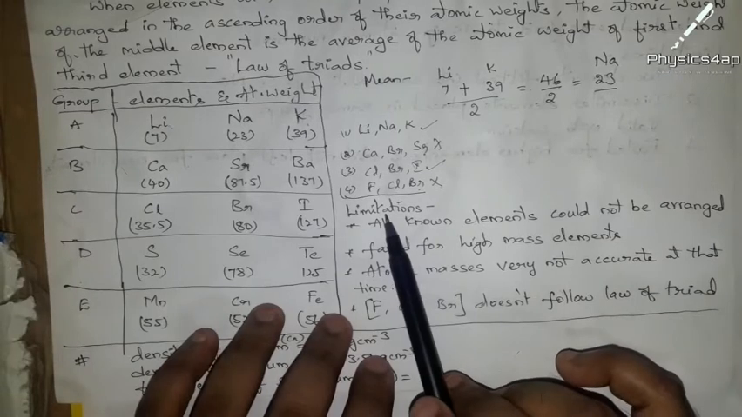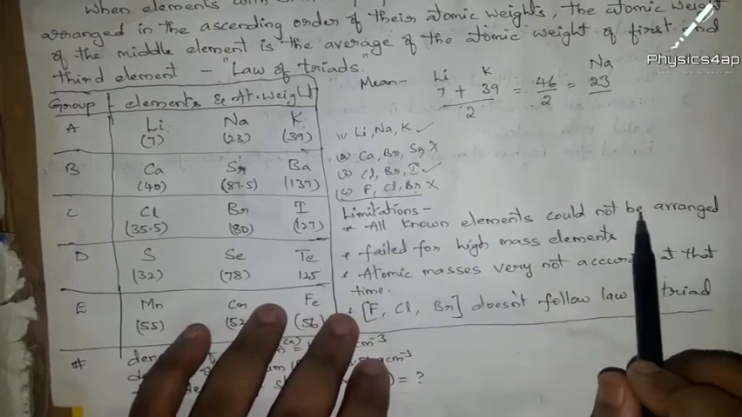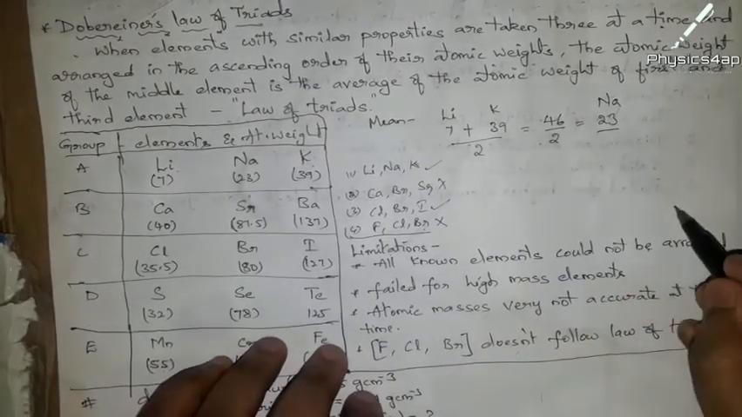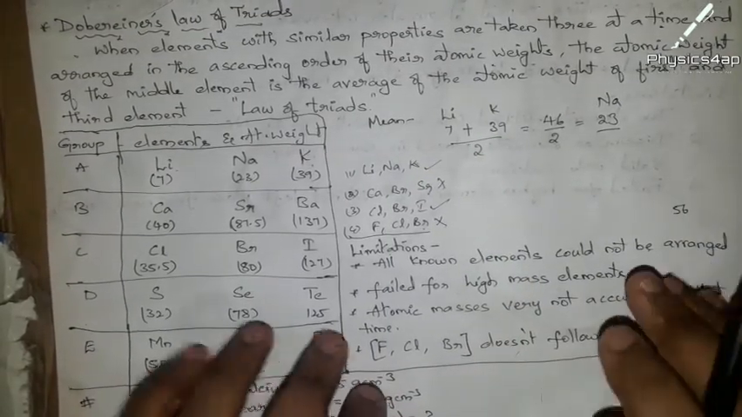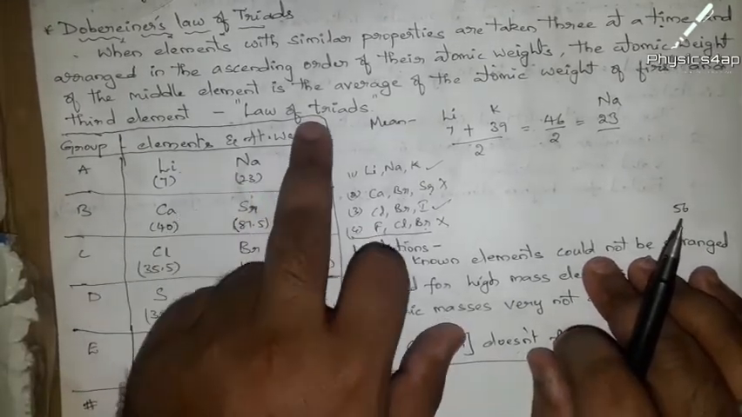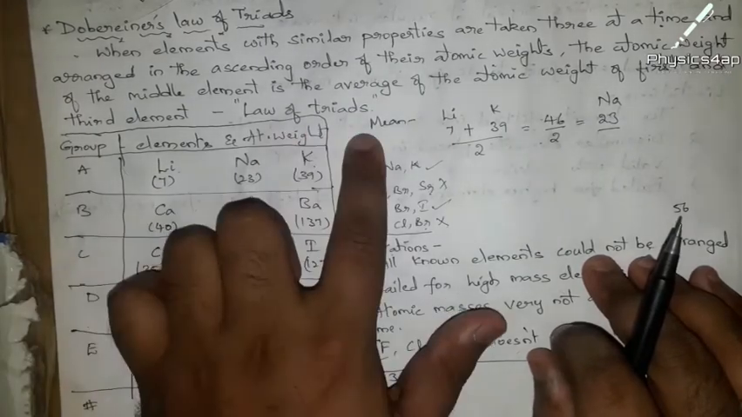And next, coming to the limitations, that is the failures: all the known elements could not be arranged at that time. Almost 56 elements were known. All the elements which were known at that time, those elements don't follow the law of triad. Only very few have been following the law of triads.